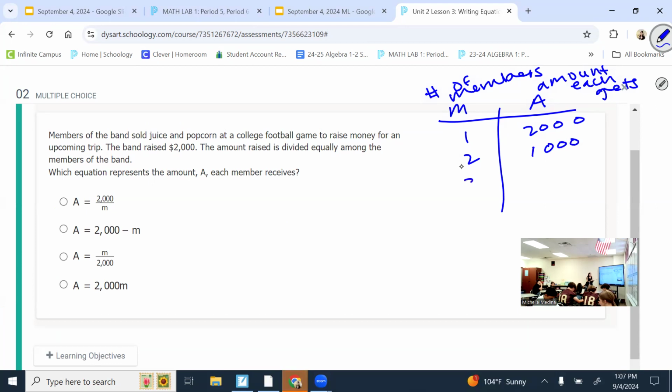Let's do another one for good measure. If there's $2,000 split between 3 people, each person gets around $667 approximately. So think of the math we just did. In each situation, depending on how many members I have, we did division, only 2 of these have division in them. So we're gonna exclude the ones that don't. Which one gives me how much each person gets?